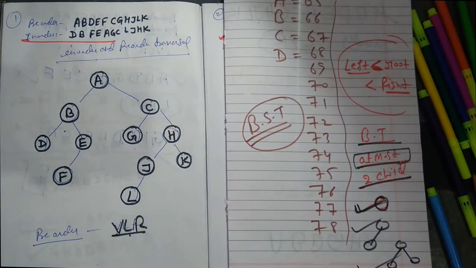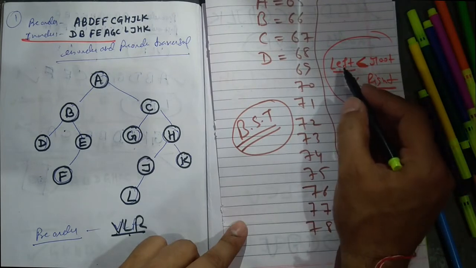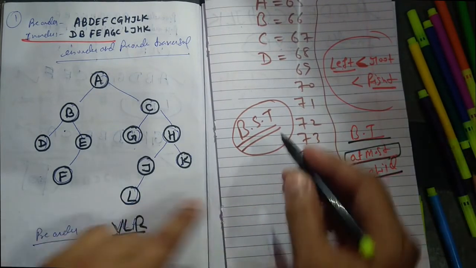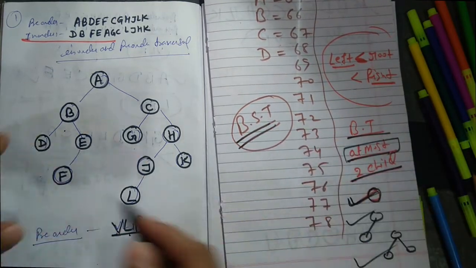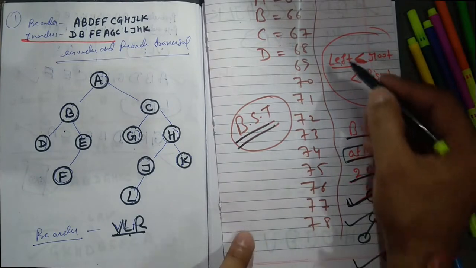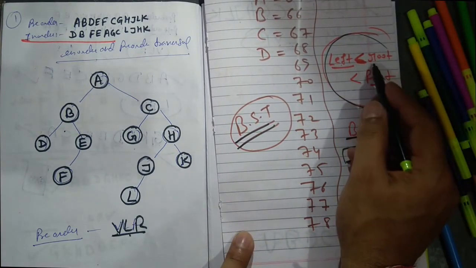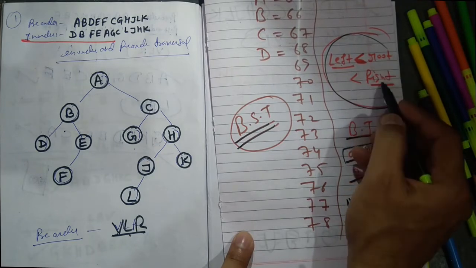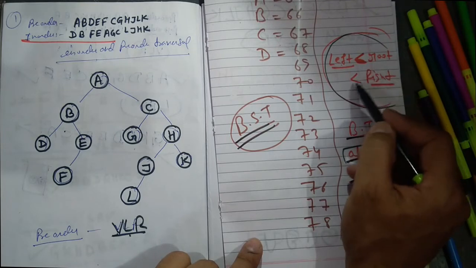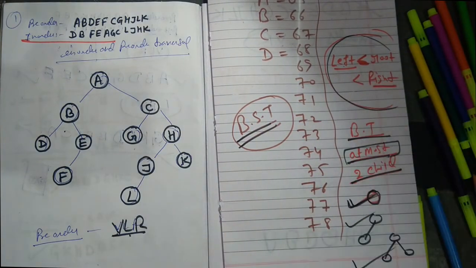Now in BST there are some restrictions. Left is always less than root, and root is less than right. Every time you must note, according to this condition, left is always less than root, and root is less than right. Means left is less than father, father is less than right. You can also think of parents.